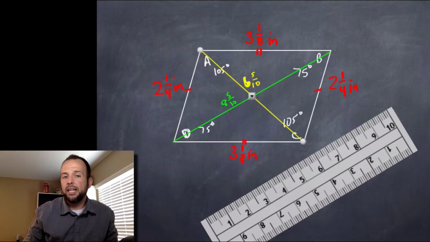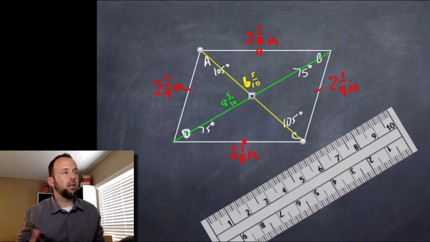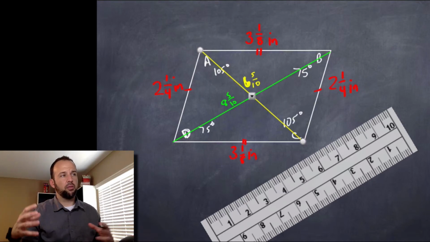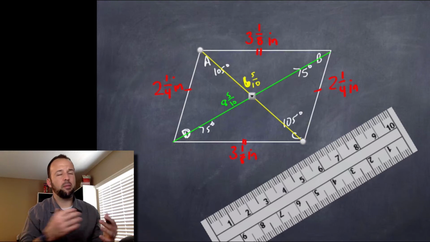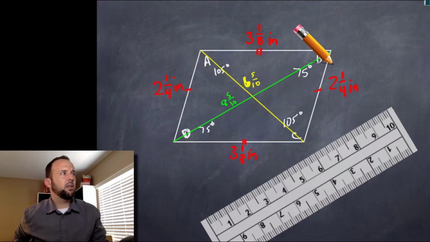So these segments aren't equal to each other, but that's not always going to be the case. Depending on how you drew your parallelogram, like mine is a little bit longer. So my lengths are a little bit longer than my widths. That means that my diagonals are going to be a little bit different as well, and that's okay. But let's take a look at this real quick.